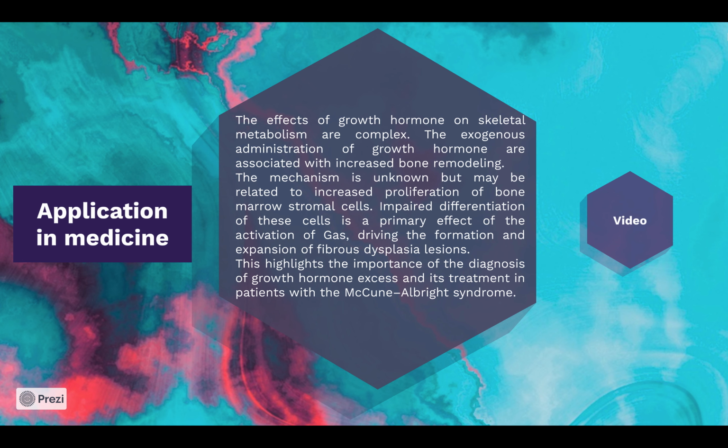Application in medicine. The effects of growth hormone on skeletal metabolism are complex. The exogenous administration of growth hormone is associated with increased bone remodeling. The mechanism is unknown but may be related to increased proliferation of bone marrow stromal cells. Impaired differentiation of the cells is a primary effect of the activation of G-alpha S, driving the formation and expansion of fibrous dysplasia lesions. This highlights the importance of the diagnosis of growth hormone excess and its treatment in patients with McCune-Albright syndrome.